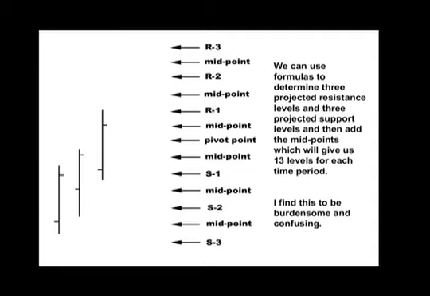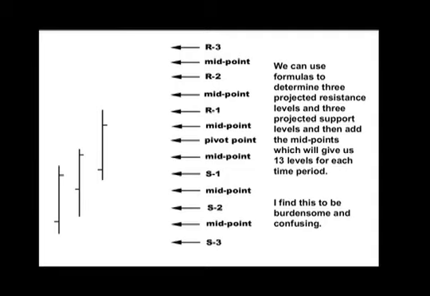Other people show, or software has R3 down to midpoints, and they have all these support and resistance lines on their charts. And I personally, if you do R3 and include the midpoints all the way down to S3, you can count them up on your screen, you will have 13 levels for each time period.